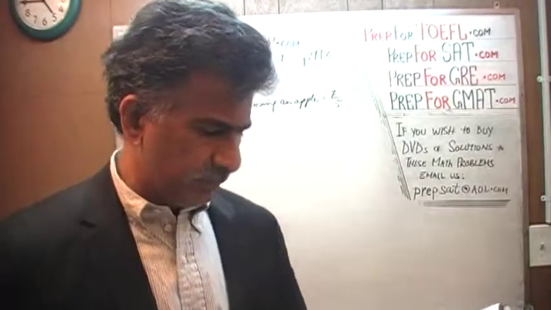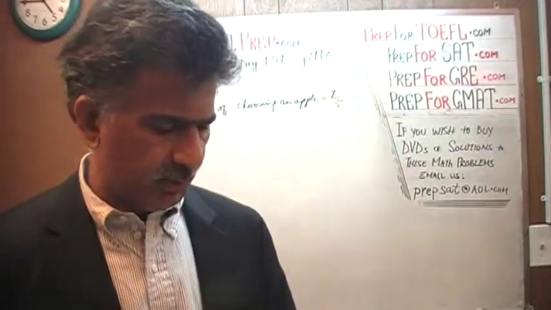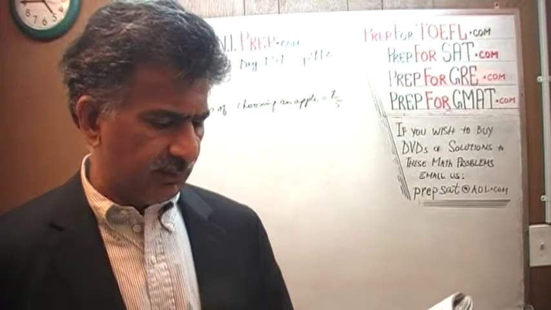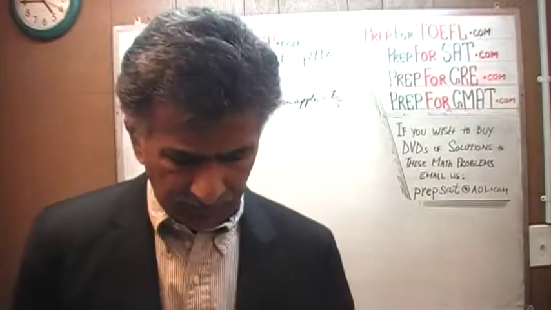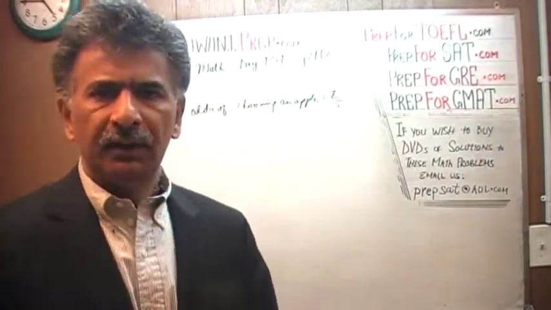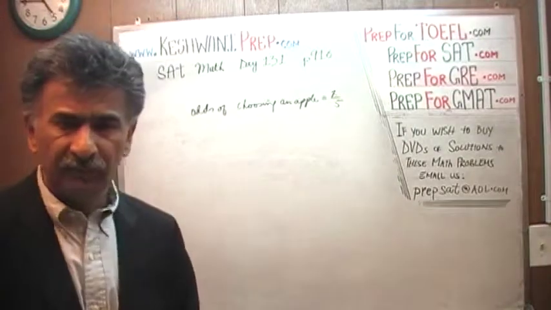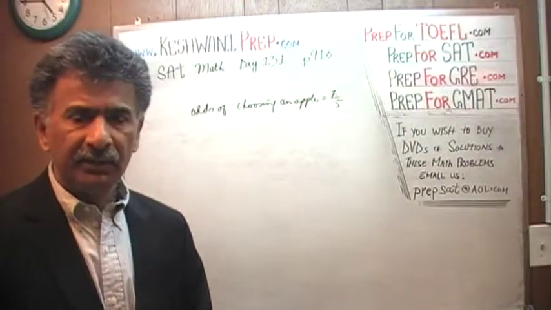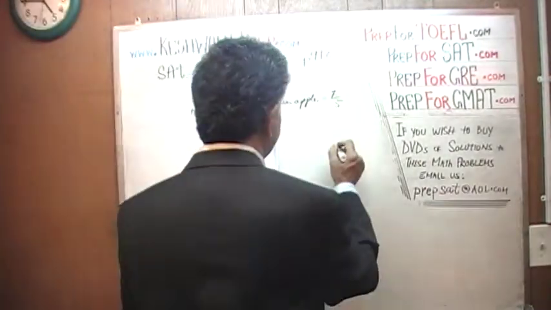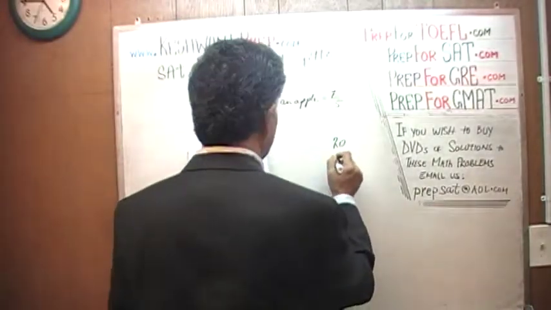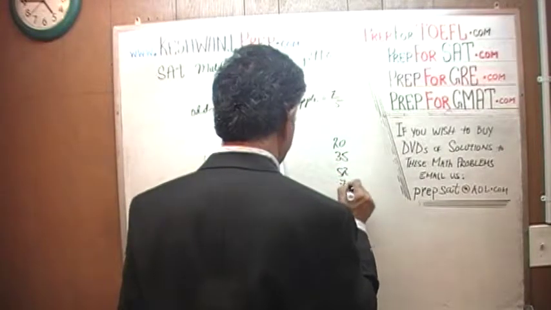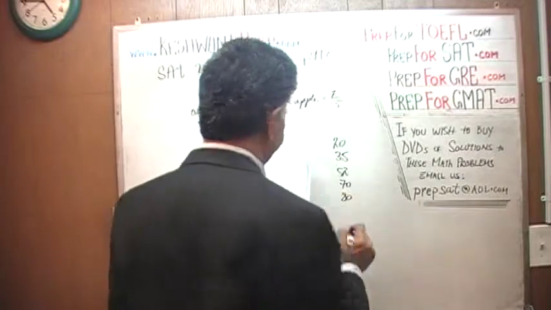Which of the following, oh there you go, there's your punchline. Which of the following could not be the number of pieces of fruit in the basket? This is a classic probability question that they ask in almost every SAT exam. And here are the choices: 20, 35, 52, 70 and 80.